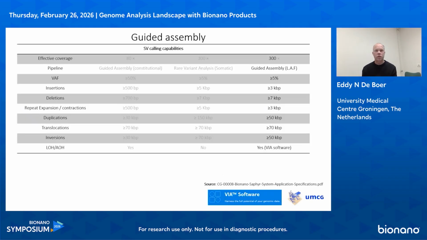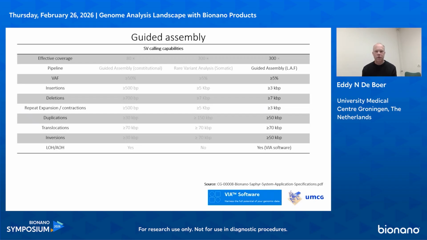Then, at a certain moment when it was possible to combine the de novo assembly pipeline and a rare variant pipeline in one pipeline, we decided to do this. Now we use the guided assembly, and we do this with an effective coverage of 300x. And with this pipeline, we can in fact detect the same as with both separated pipelines that we used previously. So the variant allele frequency is comparable with the rare variant pipeline, it's 5%.